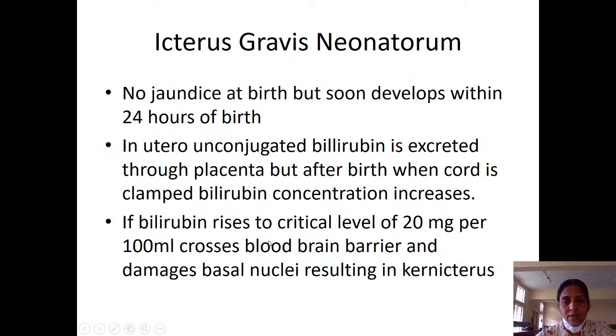If this bilirubin level rises to a critical level of 20 milligrams per 100 ml, then this bilirubin will cross the blood-brain barrier and get deposited in the basal nuclei and damage them. And when there is damage to those nuclei, it will result in kernicterus. Kernicterus, there will be central nervous system damage here.